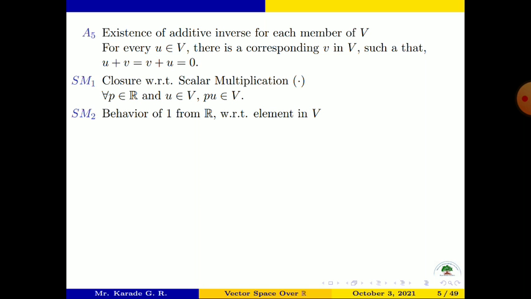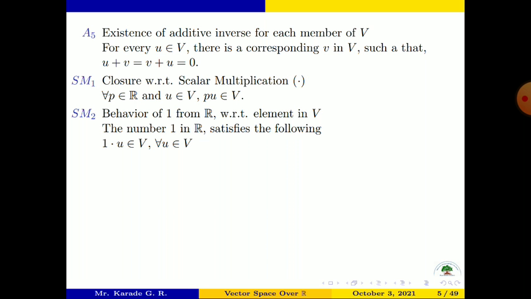Next condition is SM2, behavior of 1 from R with respect to elements in V. We know that in the set of real numbers there is a number unity, we call it 1, and its behavior with the elements of V must be like this. The number 1 in R satisfies the following condition. 1 into U must be equal to U.